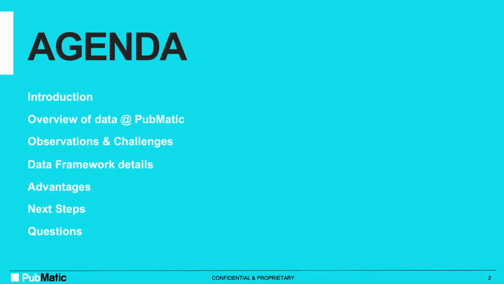So here's the agenda. I'm going to cover an overview of data at PubMatic. I'm going to cover some of our observations and challenges in our years of building the pipeline, and then how we adapted to the new technologies. I'm going to provide some information about the framework that we built and how it works, and then I'll go over advantages and what the next steps are that we are doing.